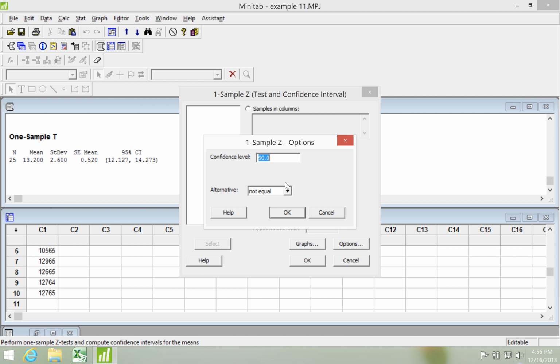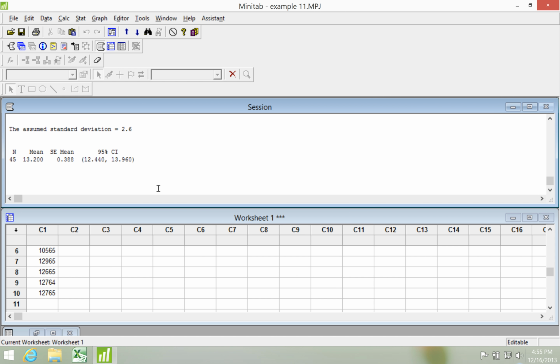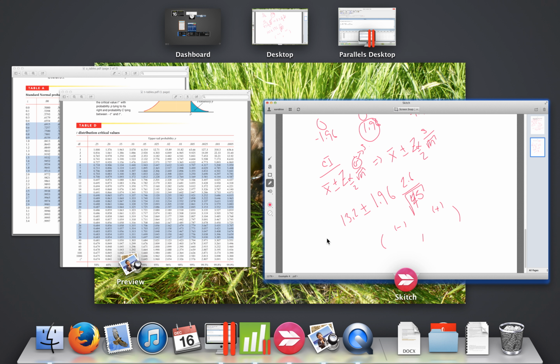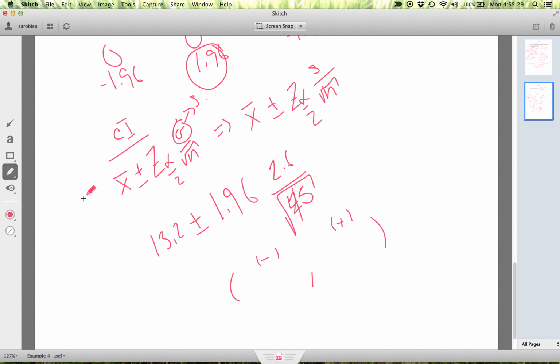Make sure that in the options you have your confidence level set correctly. Here we want 95% confidence, and because we're doing an interval, we want the alternative to be not equal. Press OK and OK to find the values here of 12.44 and 13.96.